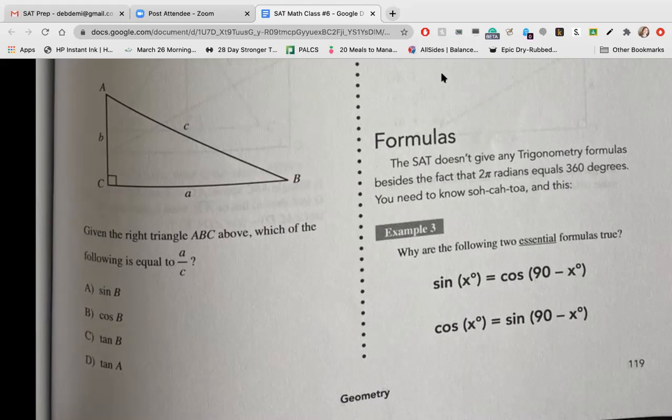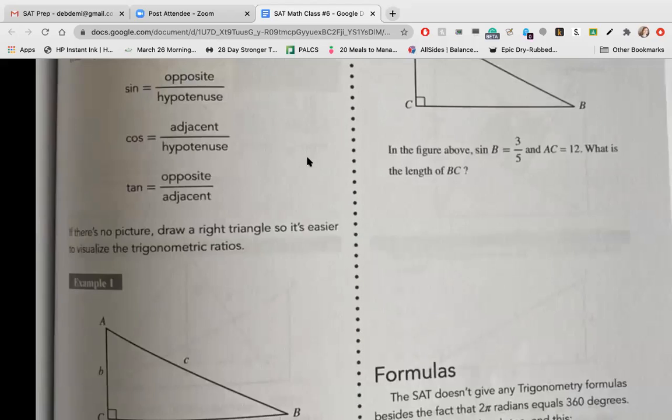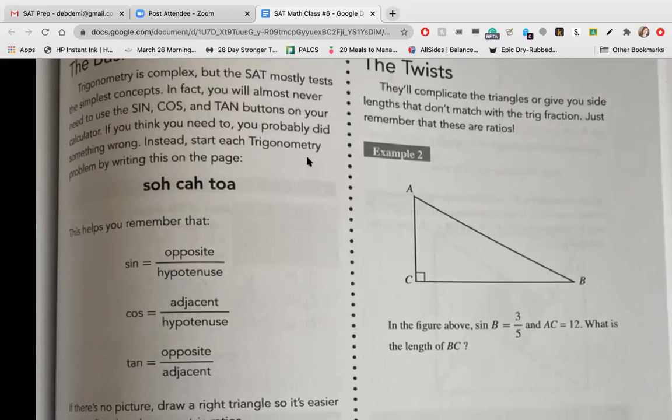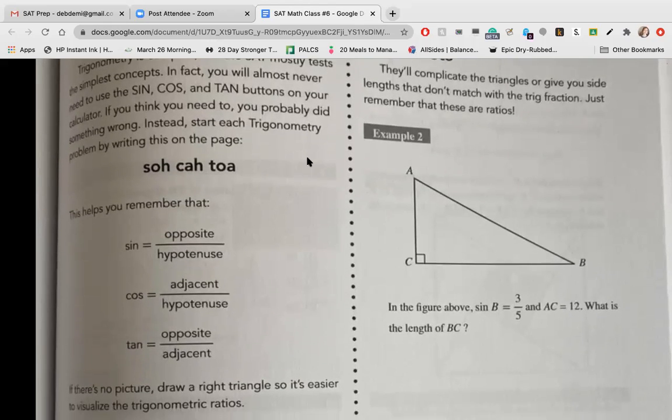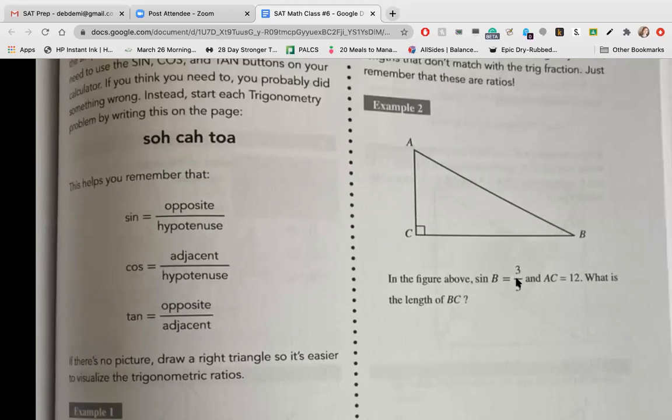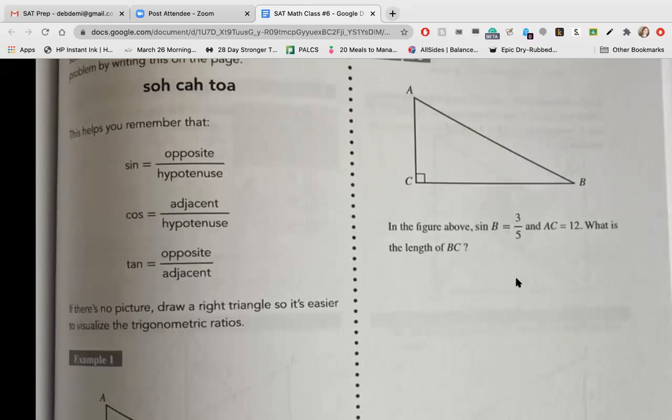All right, so let's go to some other ones. Here's one, the twist. They'll complicate the triangles or give you side lengths that don't match with the trig functions. Just remember, these are ratios. Scares me a little bit. Okay, what do we do with this one?